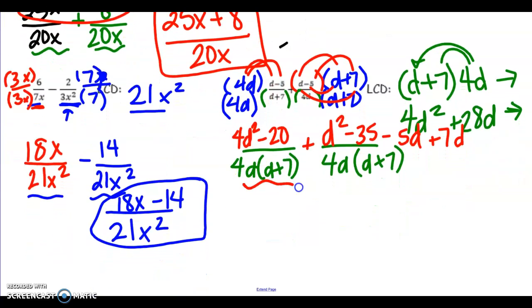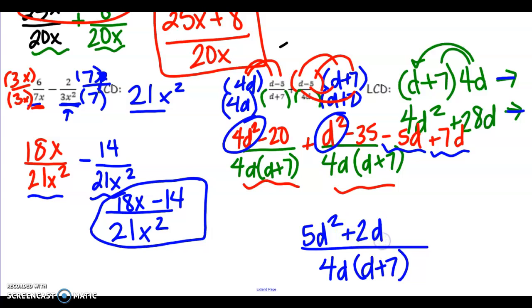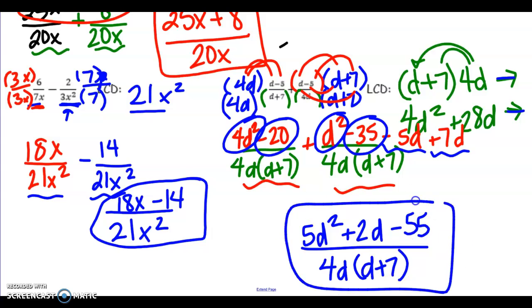So since I now have a common denominator, we can use that on the bottom. And again, remember you can use either of the denominators. It doesn't really matter. So I'm going to use the 4d, d plus 7 on the bottom. On the top, I'm going to do all my d squareds first. So 4d plus 1d would be 5d squared. Then I'm going to do just the d. So negative 5 plus 7, that would be plus 2d. And lastly, I've got a negative 20 and a negative 35, which gives me a negative 55. Okay, that is actually my final answer.